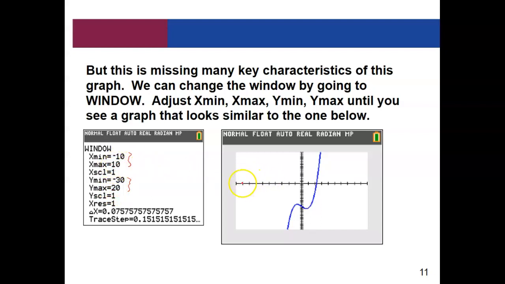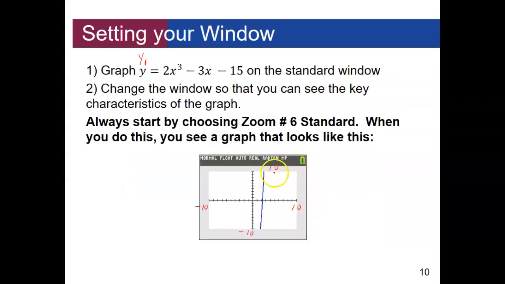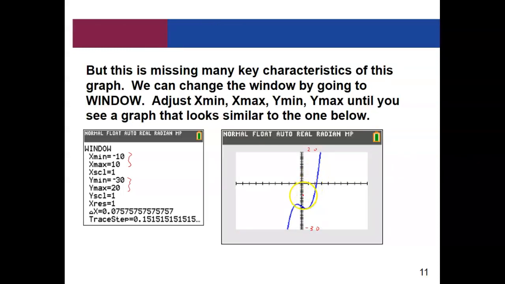So looking at this, when I adjusted it, I actually left the x's the same, but I adjusted the y's. So I'm now looking down here at -30, and I'm looking up here at 20, and it lets me see this curve that I needed to be able to see in the graph that I was missing when I looked at this standard window here. So first thing, always adjust your window to find the characteristics that you need for that particular problem.